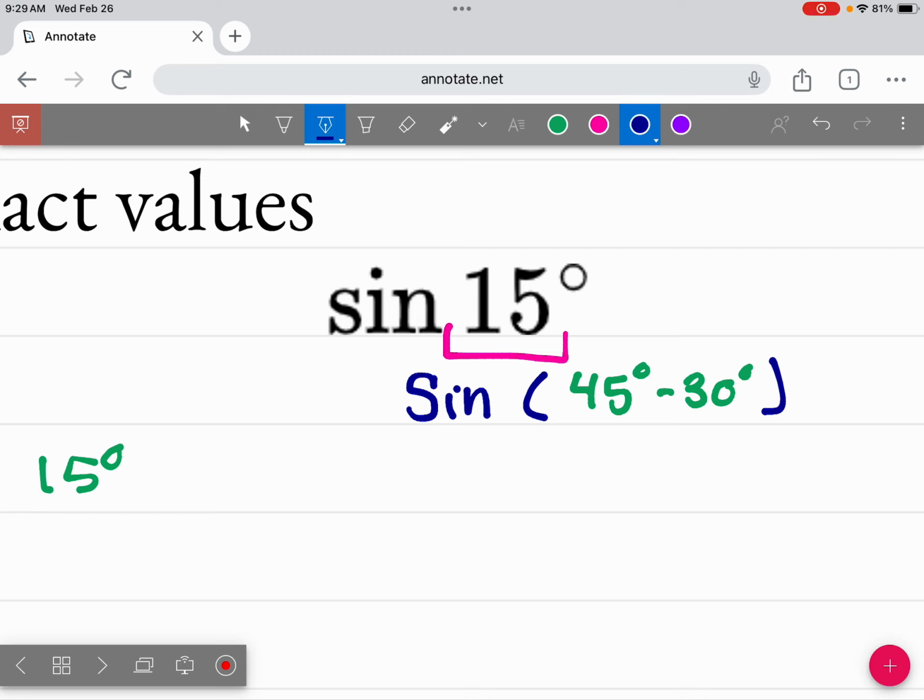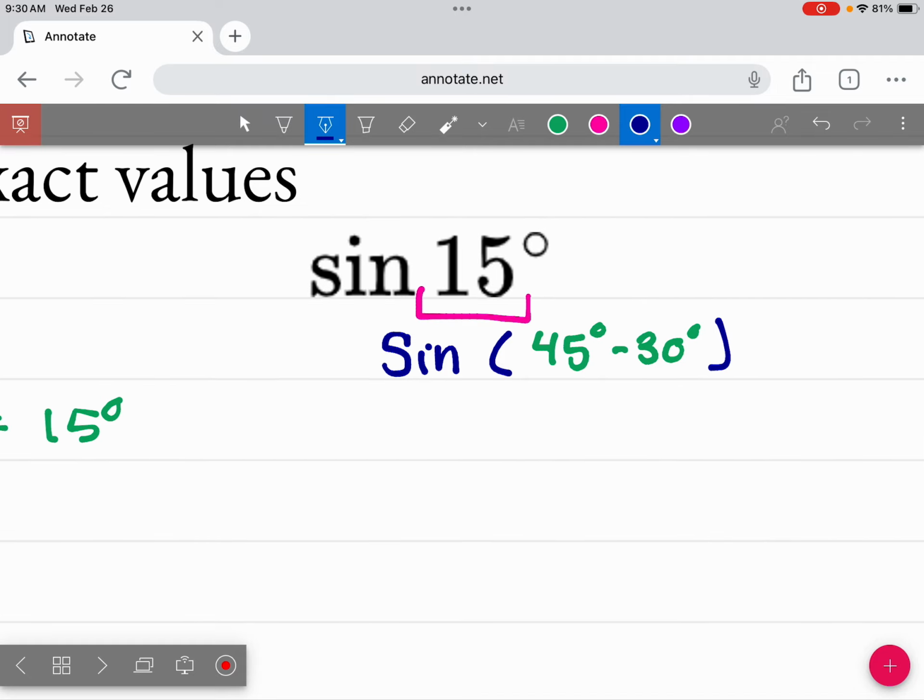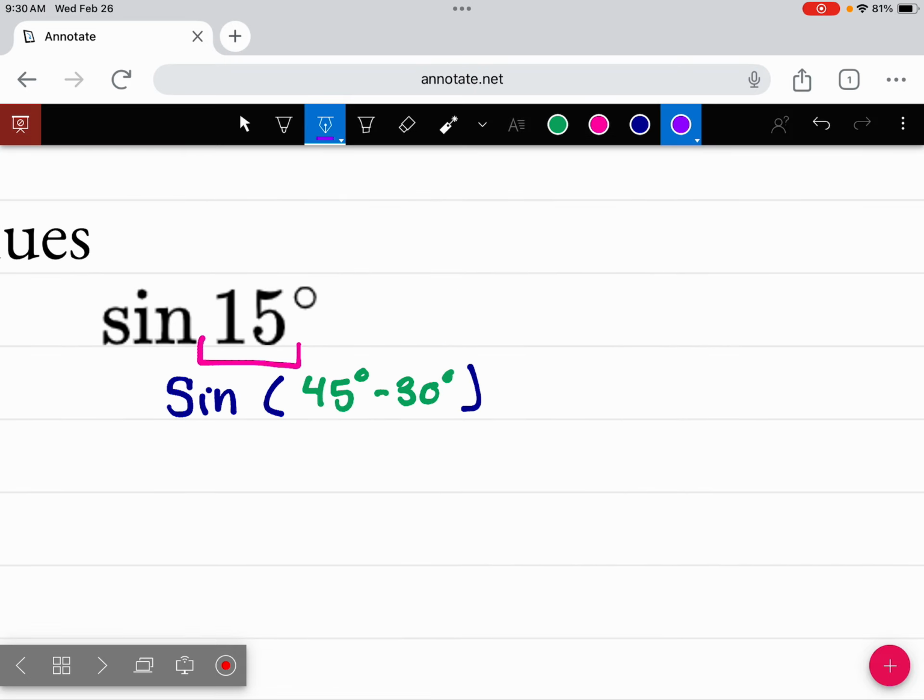But I know the values of 45 degrees and I know the trig values of 30 degrees, and we can use that formula to figure out what the sine of 15 is. That's what this is doing. So since we have a minus sign in here, we're going to look at our sine subtraction.